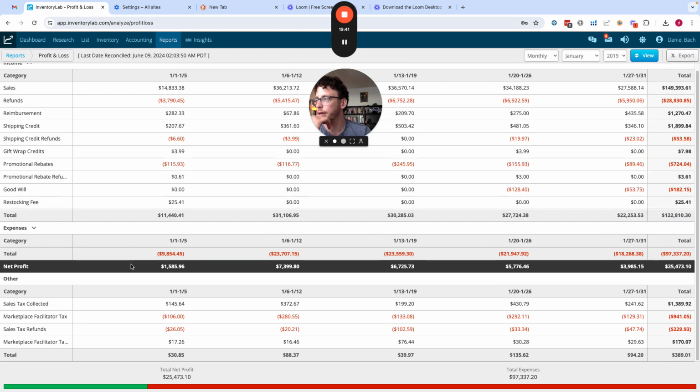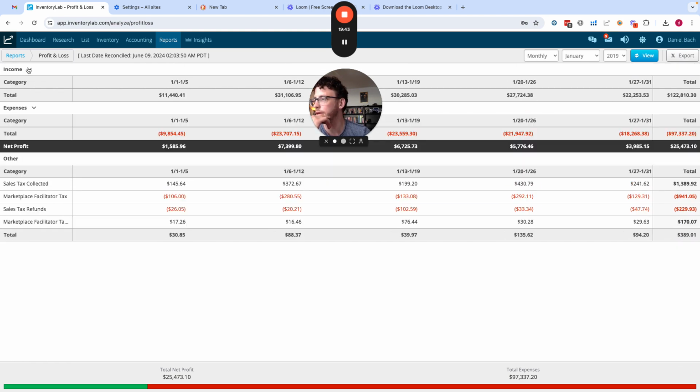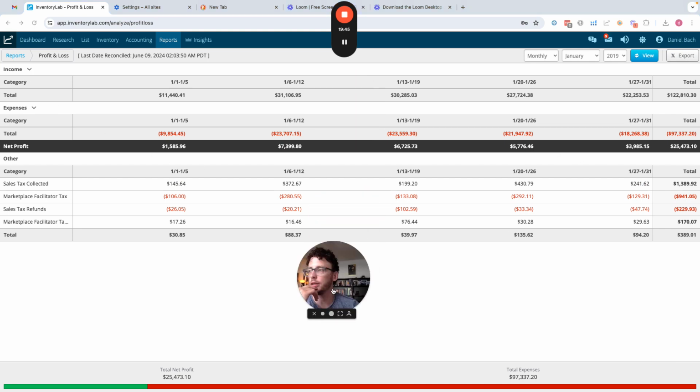And we collapse that expenses menu, and we'll collapse down the income, and then we can see everything broken down here. Net income for the month of January was $122,810.30, minus expenses of $97,337.20, for a total net profit of $25,473.10. Then we've got the other categories here, which is just sales tax.